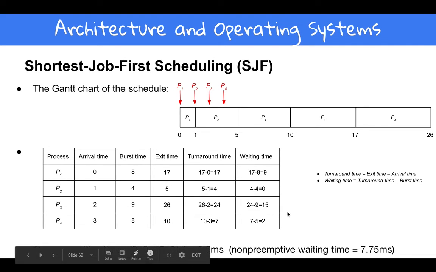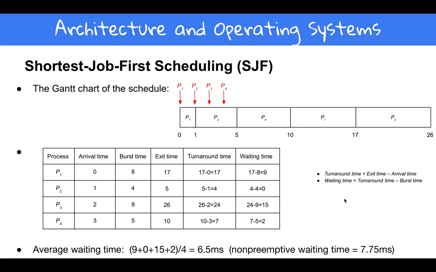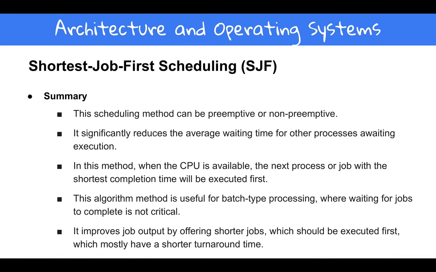If you go and solve this problem for non-preemptive, you see that the waiting time is 7.75. It means that this algorithm works better than non-preemptive because it tries to minimize the waiting time. So shortest job first for the preemptive approach actually gives you a better waiting time.